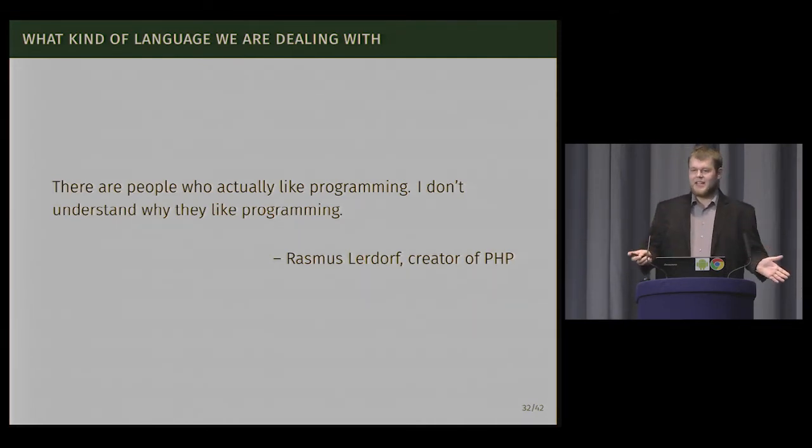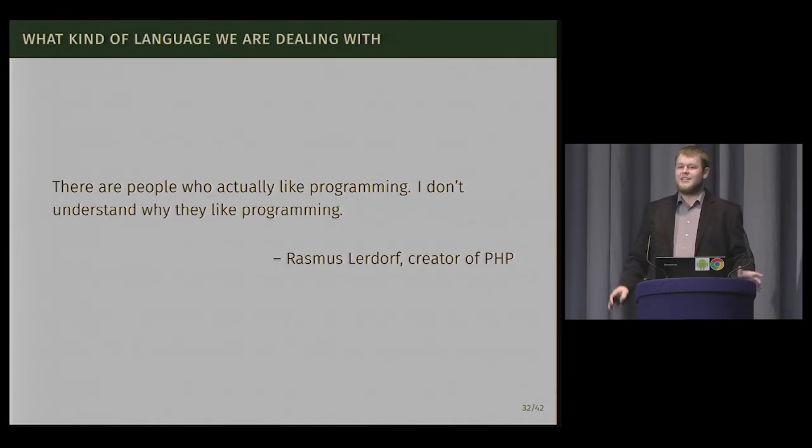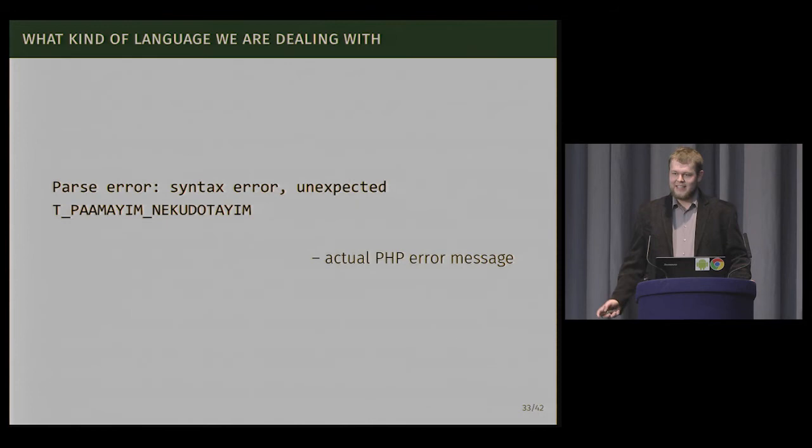OK, but that's kind of unfair. That's quote mining, plus Rasmus Lerdorf is not really working on PHP anymore. Let's have some quotes from PHP itself. Here we have an actual error message that PHP returns if you do something wrong. Syntax error, unexpected T_PAAMAYIM_NEKUDOTAYIM. Ha. So this is a name of a token. The T prefix tells us that. But what's the rest of it? It's Hebrew for double colon.